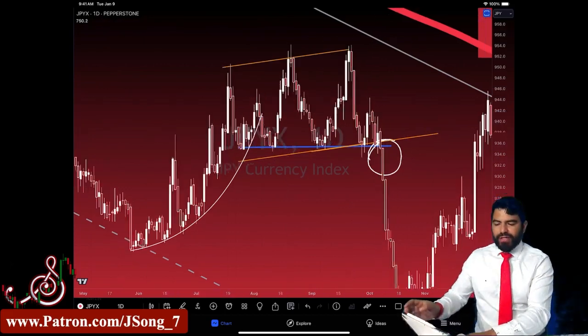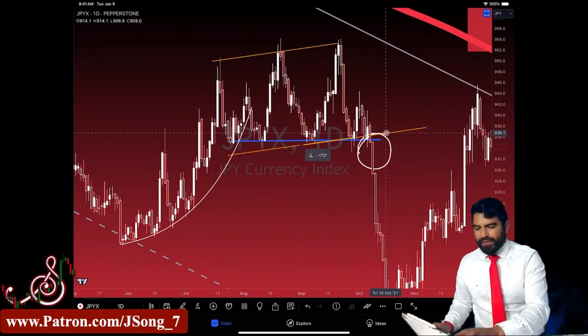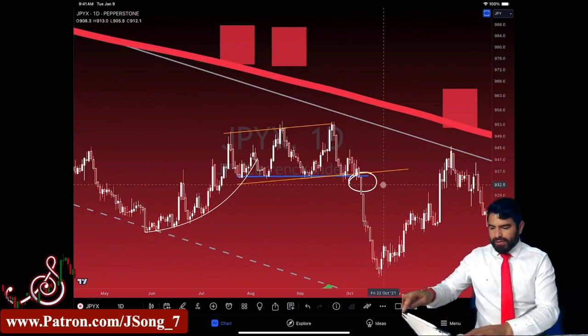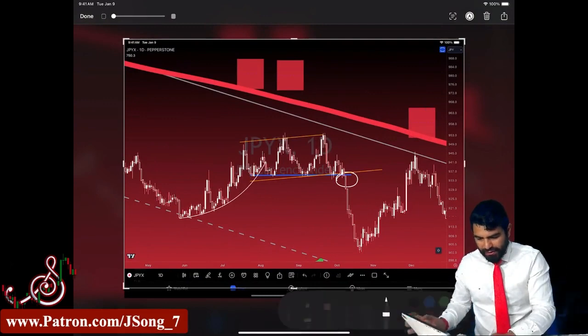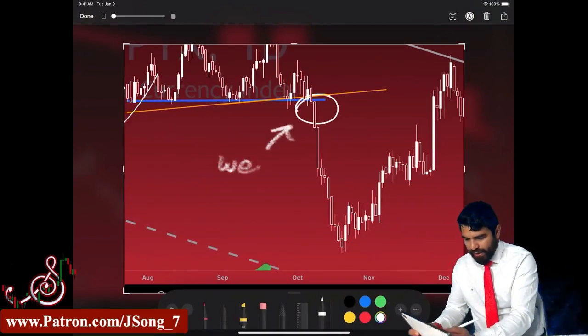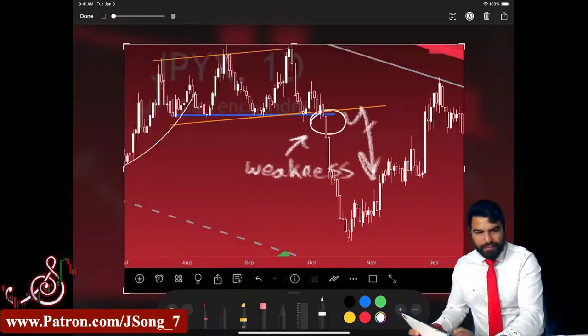You don't really need to draw that, but you can. Where would the trade start? Again, still right here. Signal, sell signal, weakness. This time, I'm going to go a little bit faster. Weakness. This is where we should go down.